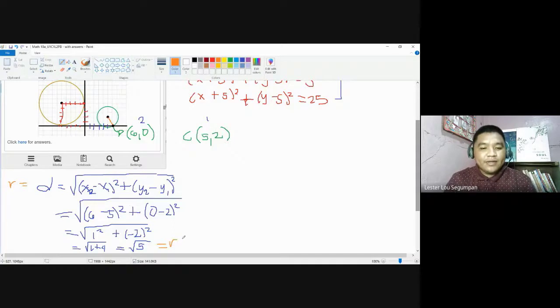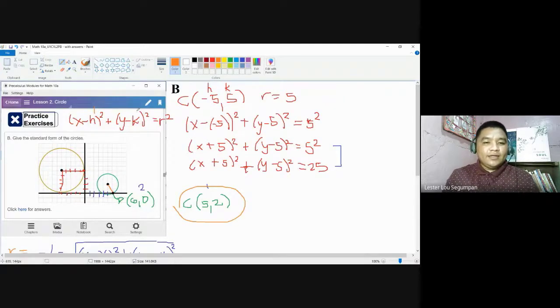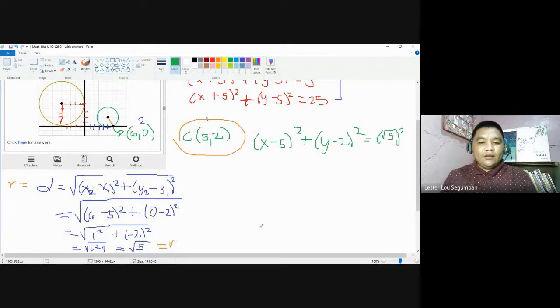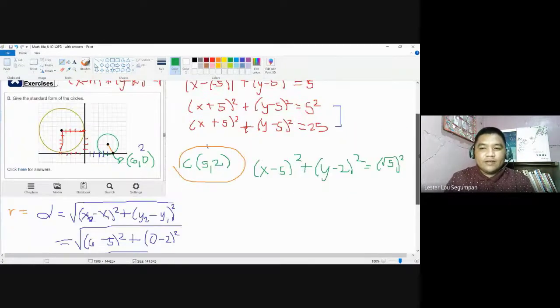We need this process to get the value of r, to be paired with the center to get our equation in standard form. In standard form, we have the center and radius. So let's proceed with its standard form. You have x minus 5, this is what we're going to use, because this is the center, take the square of it. Then y minus 2, squared, is equal to r squared. Your r is the square root of 5, squared. Take note, r is the square root of 5, but the standard form is r squared. So this is already acceptable.